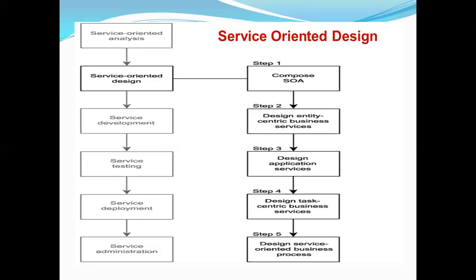And step number 5 is designing the service-oriented business process. Again, here we are designing the business process for integrating, for controlling the previously designed web services. So you require a control service for controlling the performance sequence of the different services. So these are the total 5 steps we have used for service-oriented design. So let us see one by one the service-oriented designing phases or steps.